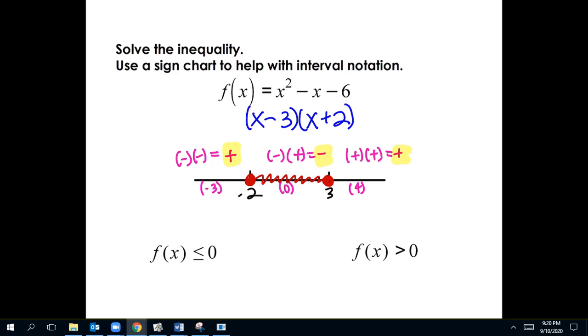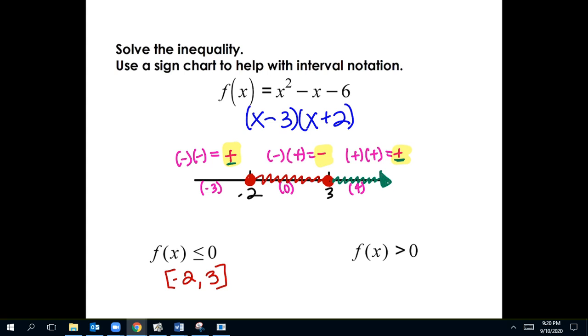And so that's from -2 to 3. F of x is greater than 0. We'll use the green again for positive. So it's greater than 0 where it's positive here and here. And so I'm just going to shade that.